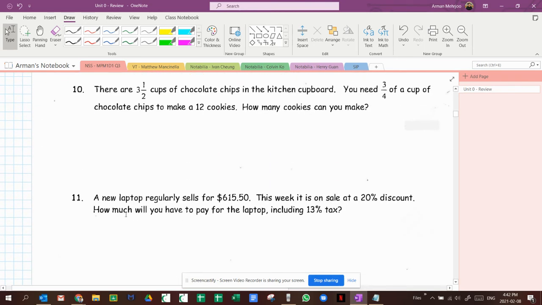Question 10. There are 3.5 cups of chocolate chips in the kitchen cupboard. You need 3/4 of a cup of chocolate chips to make 12 cookies. How many cookies can you make? This is a good problem. The way that I like to approach a problem like this is as a ratio problem. I'm going to put an equal sign and I'm going to put two fractions here. On this side, I'm going to put the things I know. So I know 3/4 of a cup of chocolate chips can make 12 cookies.